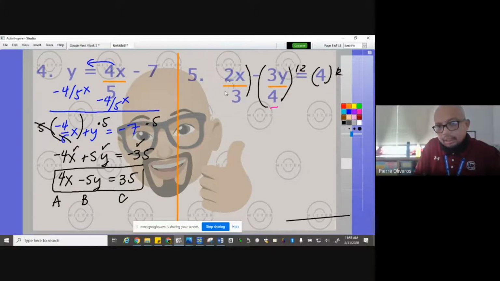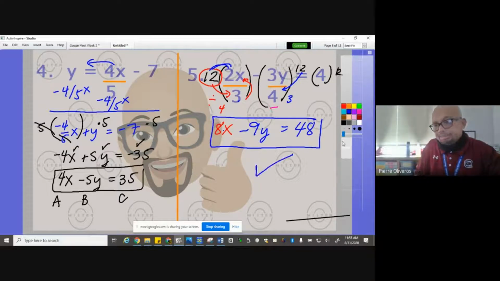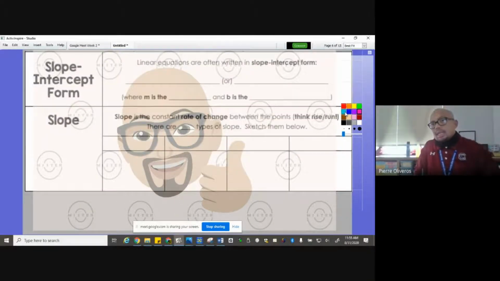I'm going to do it differently. I will show you another way. I am going to divide the 12 by 3. 12 divided by 3 is 4. Then you multiply it to the top one, which is 2x, so it will be 8x. If you multiply the 12 and the 2, would you get the same answer? Yes, because 12 times 2 is 24, divided by 3 is 8. That's why it's still 8x. 12 divided by 4 is 3 times the 3y will be negative 9y. And 4 times 12 is 48. Is that already in standard form? Yes, kaboom. And that's how you write it in the standard form.